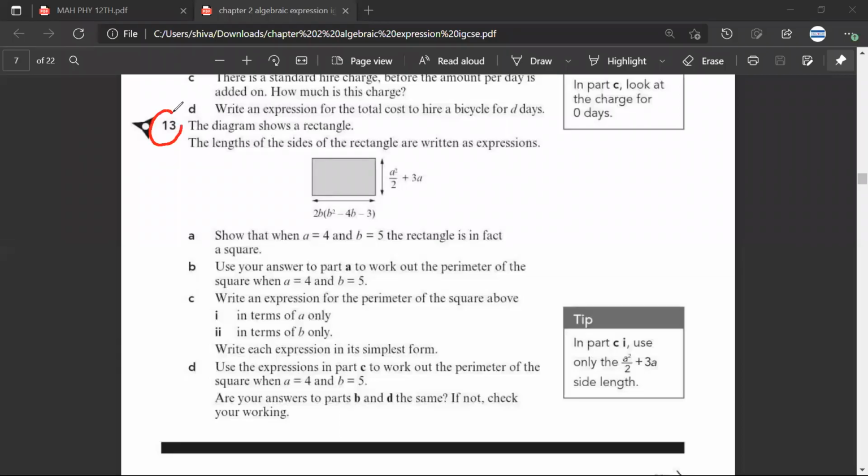Mr. Sarthak, question number 13. Show that when A is equal to 4 and B is equal to 5, the rectangle is in fact a square. How should I do this question?